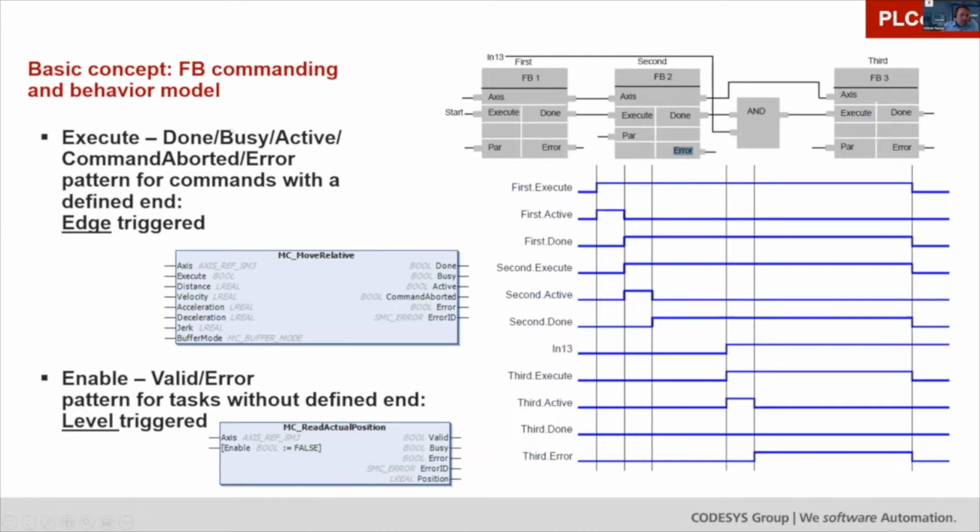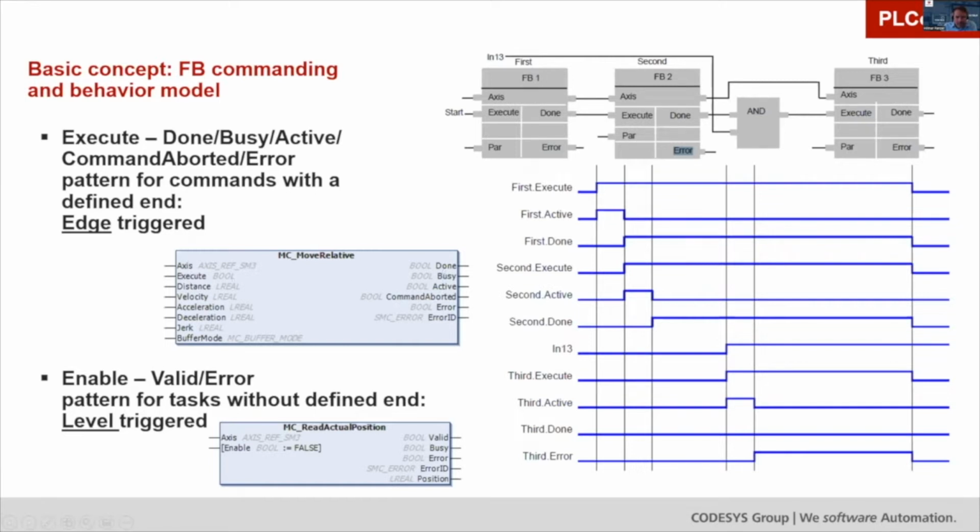The execute pattern is used to start commands, typically with a defined end. So it is edge triggered. That means when a rising edge on the execute is applied, the function block starts its action. Here in this example, I have the MoveRelative function block. You see that it has some parameters. It has an axis, so that the system knows which axis we want to move. And it is started with a rising edge on the execute.